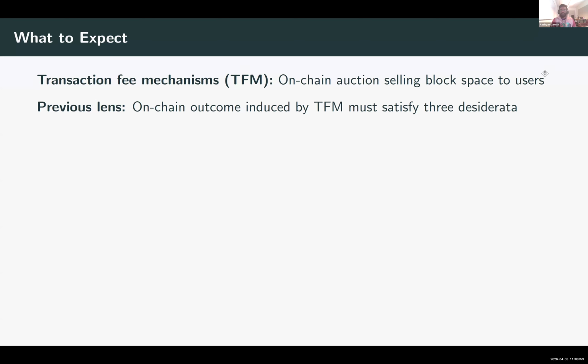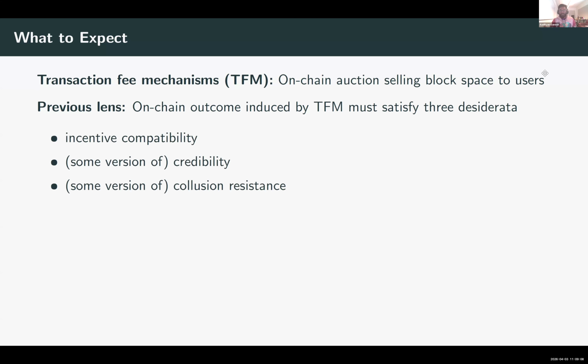It says, look, this is an auction. We know how to do auction theory. And the on-chain equilibrium of this auction is going to be something, and this equilibrium should satisfy three really nice desiderata. The first being it should be incentive compatible for the users. It should follow some notion of credibility, and it should satisfy some notion of collusion resistance. I'll get into the details of what these three properties are as the talk goes.